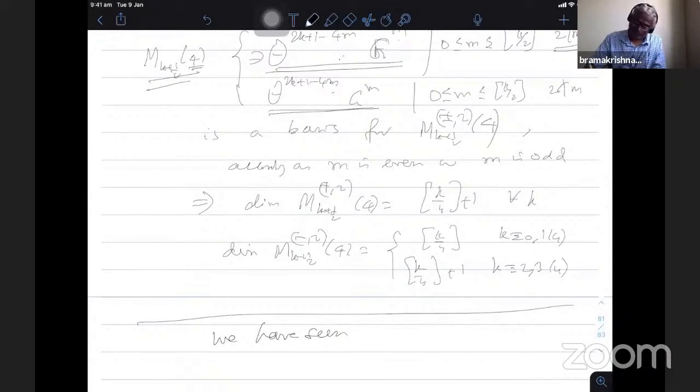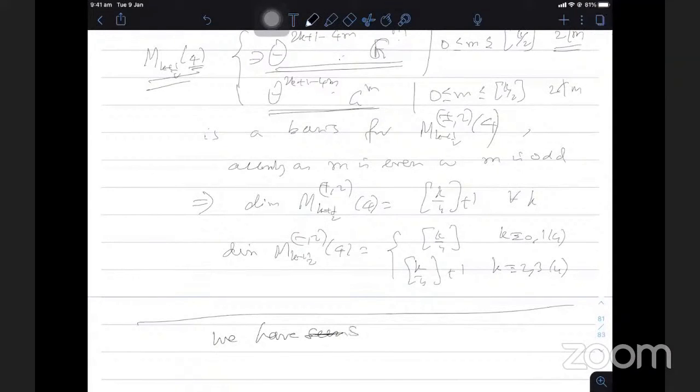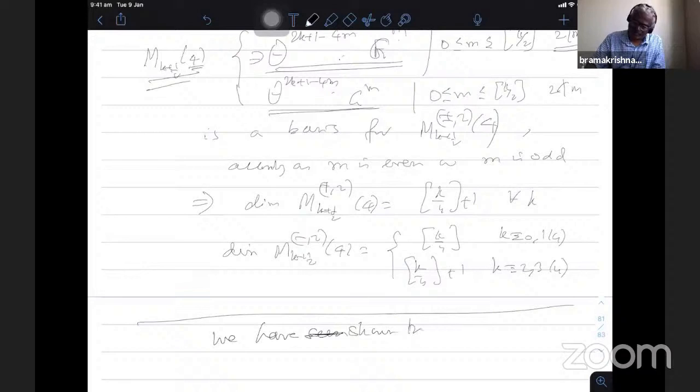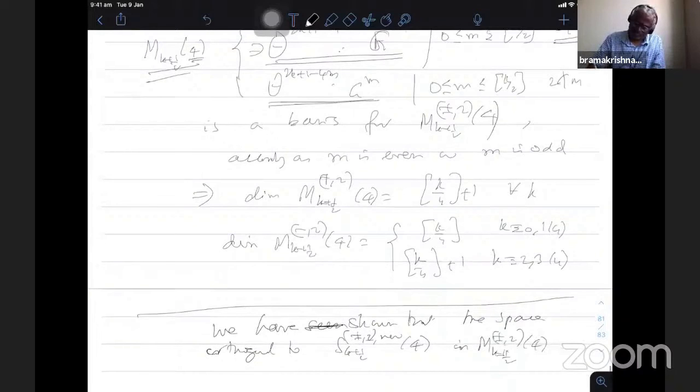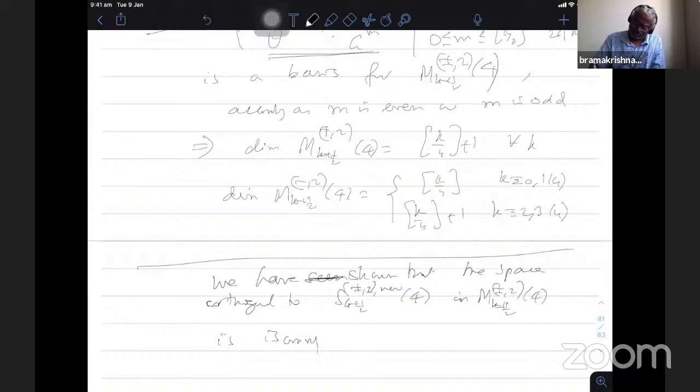So we have shown that the space orthogonal to S_{k+1/2}^{+,-}(2, 4) in M_{k+1/2}^{+,-}(2, 4) is isomorphic to M_{k+1/2}(4).